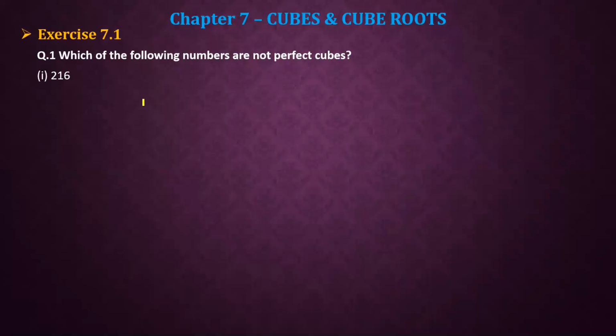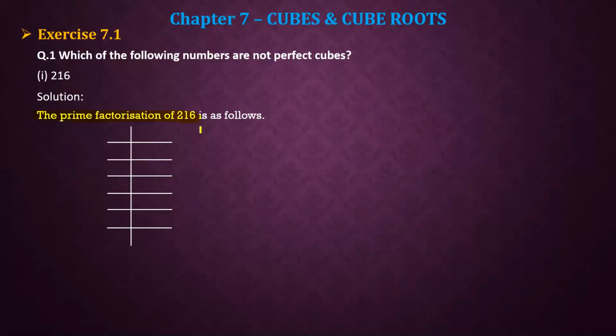Now the first number given is 216, and here we have to find whether this number is a perfect cube or not. That only we are going to find. In order to find that, we are going to use the factorization method. So if we consider the prime factorization of the number 216, then we are going to obtain those prime factors as follows.